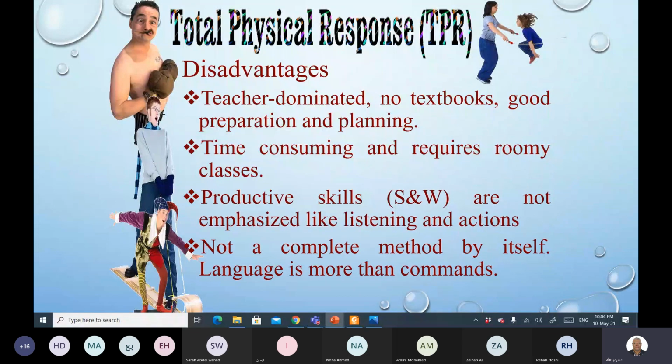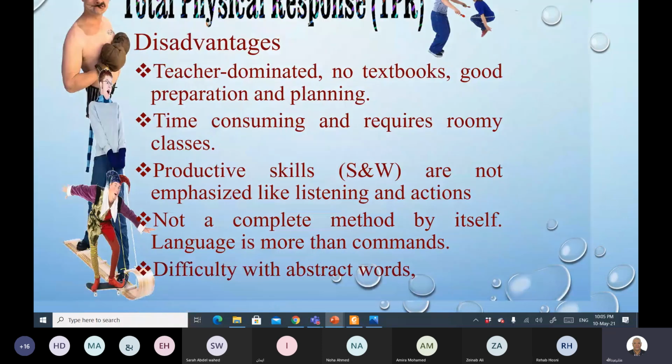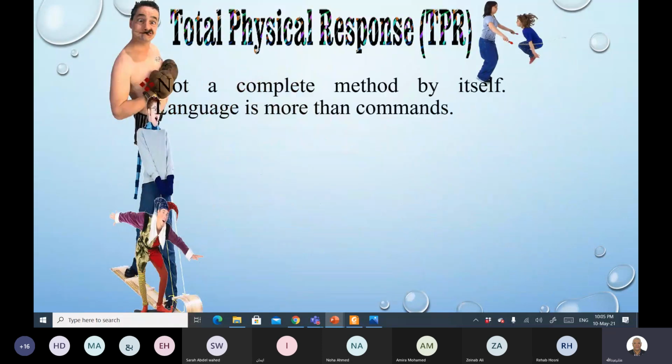في معظم الفصول وفي معظم الدروس المدرس ما بيعتمدش على TPR لوحدها. TPR is a good activity within the classroom, but it is not used alone. دايما بيستخدم معها حاجة تانية زي textbook، زي real updates، زي dialogues علشان يكتمل الفصل. So it is not a complete method by itself, because language is more than just commands. And it will have difficulty, of course, with abstract words, because you cannot just give an action to something that is abstract and not as comprehensible.